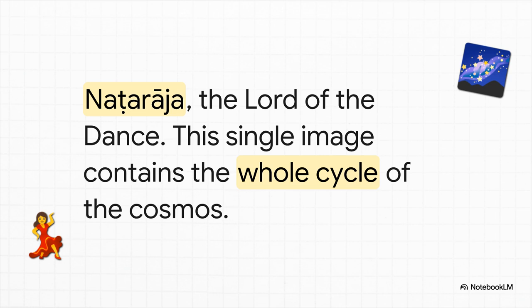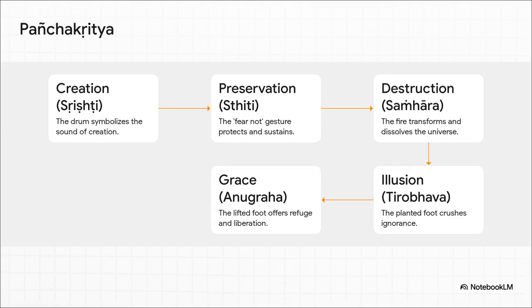So all these different aspects, the destruction, the grace, the paradox, they all culminate in what is maybe the most famous and philosophically rich icon in the entire world, Nataraja, the Lord of the Dance. And this isn't just a pretty statue. This is a complete visualization of the entire life cycle of the cosmos. Okay, so look closely, because his entire cosmic job description is right here in this one dance.